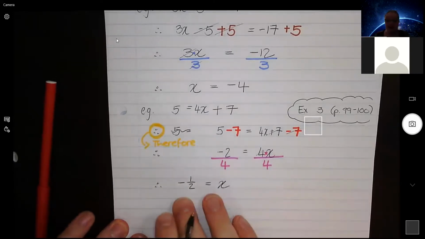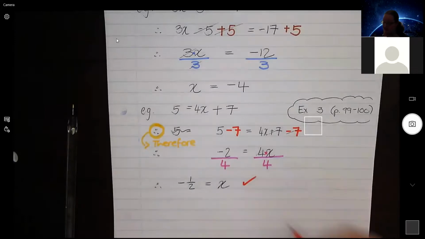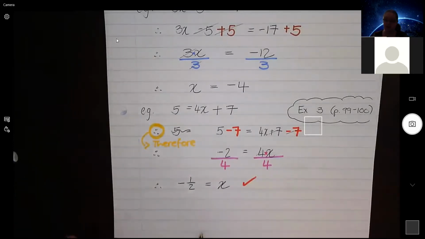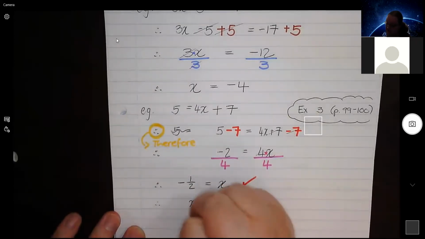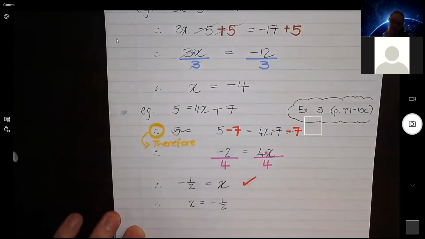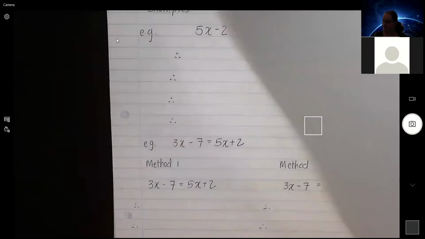Okay, now this is a completely acceptable final answer. We don't care whether the x is on the left side or the right side. But if you wanted to make it neat and tidy, you can swap them around and say that x is equal to negative half. Okay, any questions, boys? All right, let's move on.